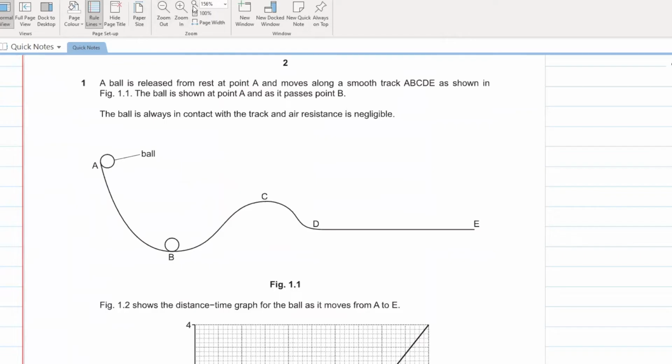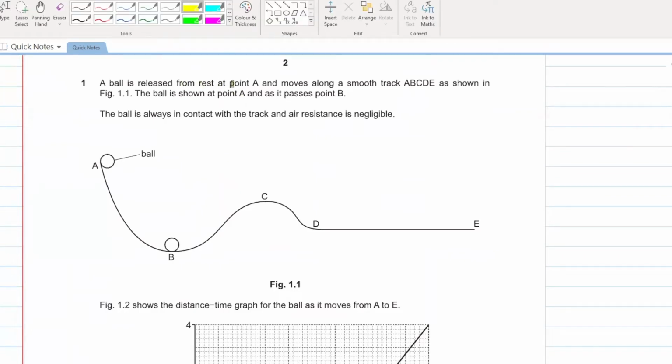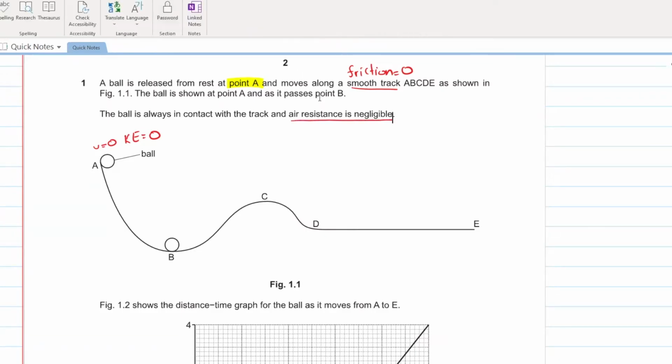A ball is released from rest at point A. Okay. So initially the ball is at rest at point A. The kinetic energy is zero here. And it moves along a smooth track. That means friction is zero. A, B, C, D, E, as shown in figure 1.1. The ball is shown at point A and as it passes point B, the ball is in contact with the track and air resistance is negligible. Let's further move ahead.